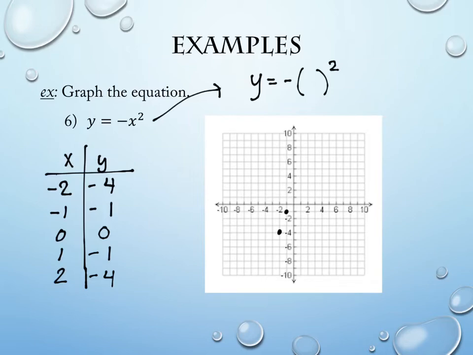I have -1, -1. I'm sorry, yeah. I have 0, 0, 1, -1, and 2, 4. And it almost looks like a V, right? It almost does, but the ratio isn't the same.